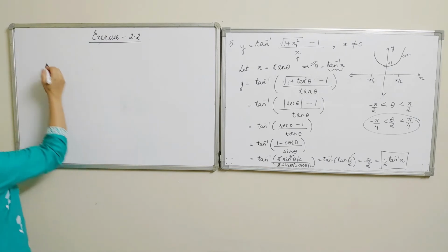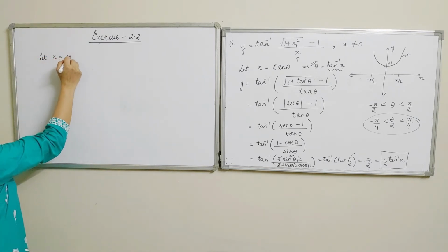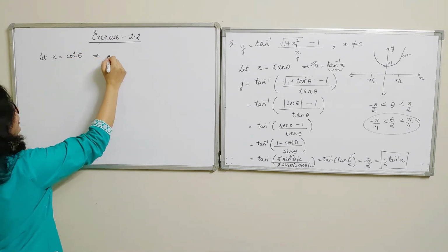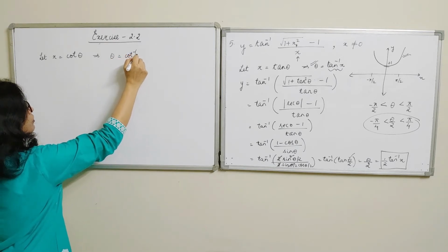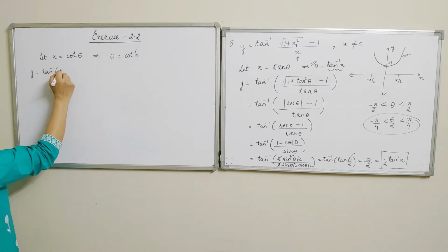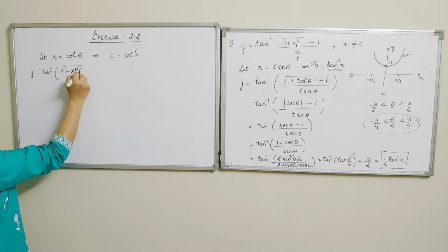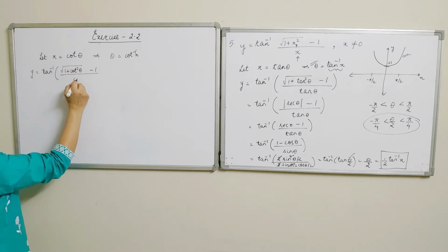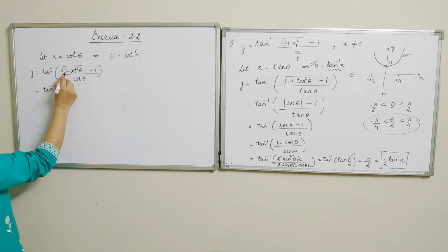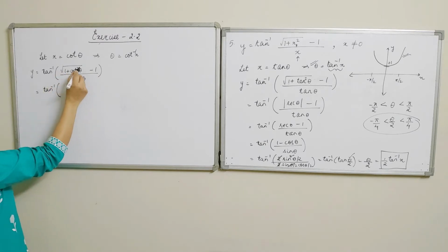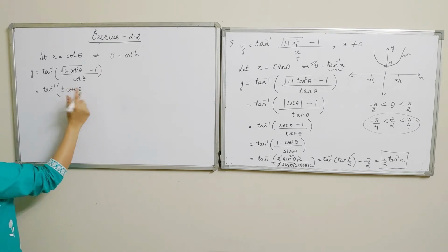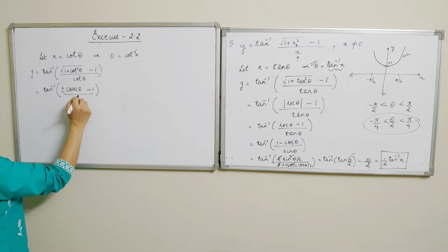Okay, for the same question, let x is equal to cot theta, so that theta is cot inverse x. So the function y is tan inverse under root 1 plus cot square theta minus 1 upon cot theta. Simplifying, 1 plus cot square is cosec square theta, square root gives us plus minus cosec theta, or you could have written modulus of cosec theta minus 1 upon cot theta.